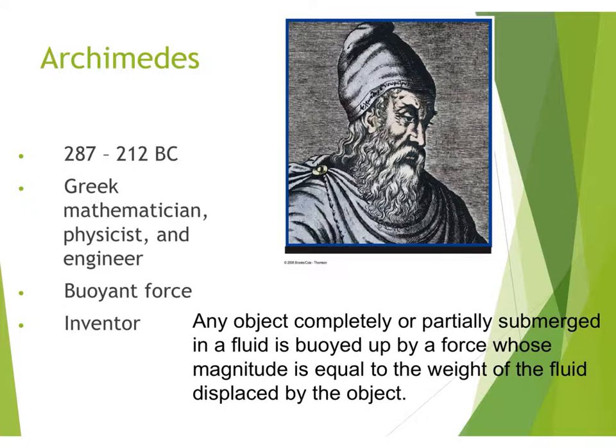In this video, we will be reviewing Archimedes' principle. Now, Archimedes was a Greek mathematician, physicist, and engineer that lived more than 2,000 years ago. And Archimedes discovered the relationship between buoyant force and how much fluid is displaced by an object. And he called this Archimedes' principle.